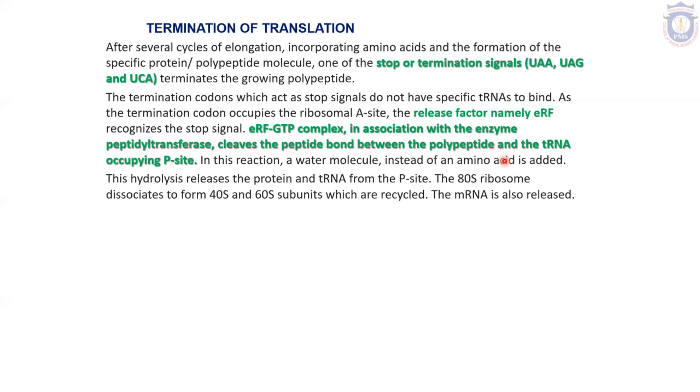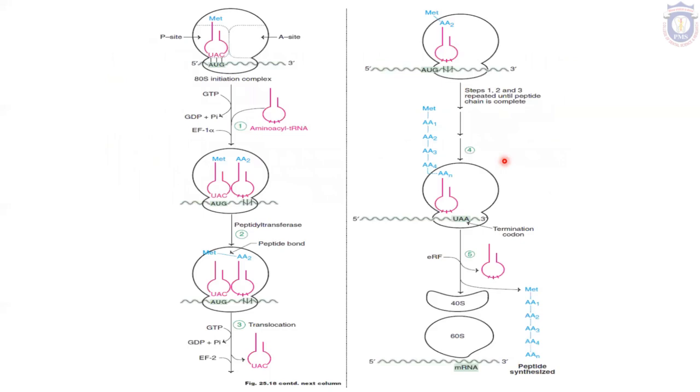Eukaryotic releasing factor GTP complex, in association with the enzyme peptidyl transferase, cleaves the peptide bond between the polypeptide and the tRNA occupying the P site. In this reaction, a water molecule instead of an amino acid is added. This hydrolysis releases the protein and tRNA from the P site. The 80S ribosome dissociates to form 40S and 60S subunits, which are recycled, and the mRNA is also released. The whole steps are represented in this schematic representation: chain elongation and termination.